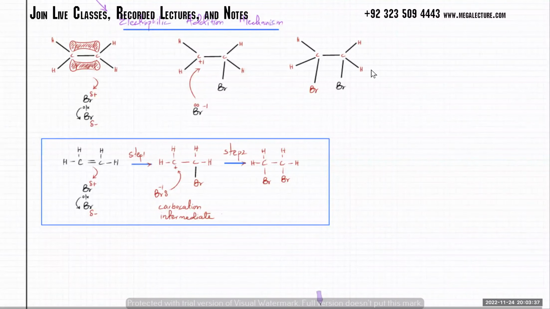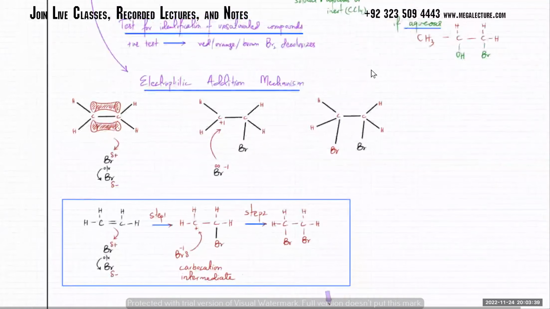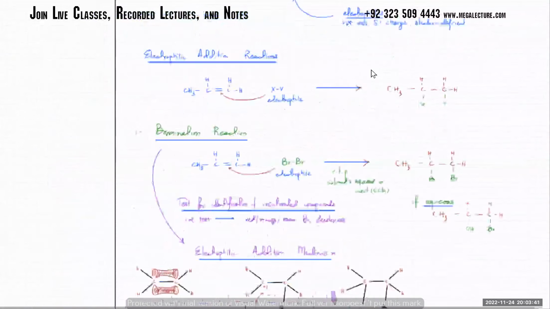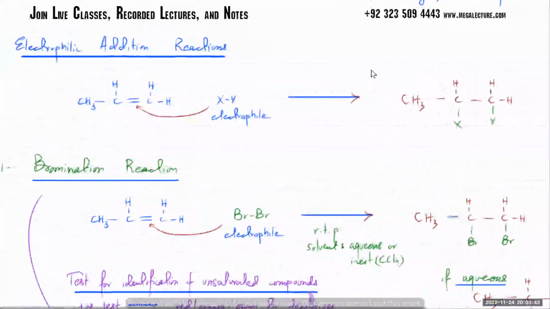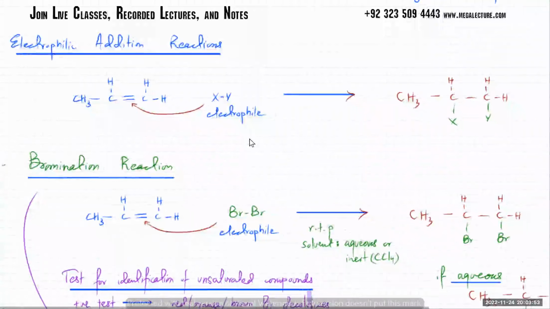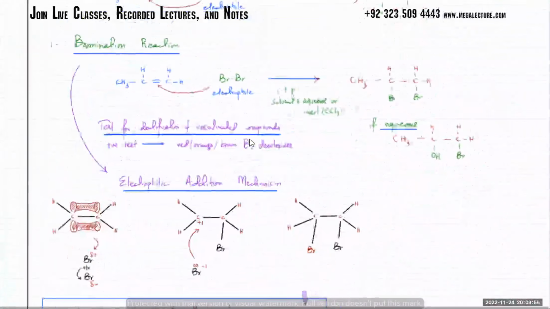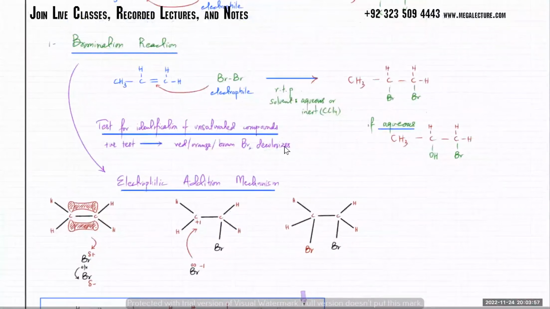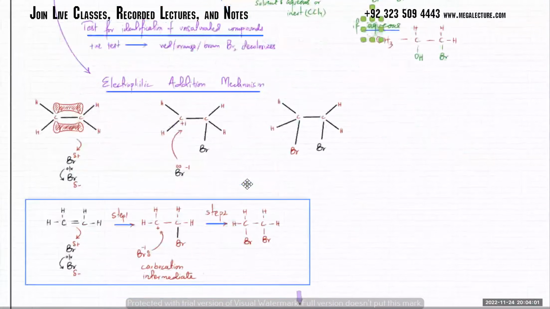Okay, so here's what's happening. I told you that alkenes undergo addition reactions. So what happens in addition reactions is you've got double bonds, and electrophiles get added to these double bonds. And you've got the bromination reaction, in which bromine gets added to the double bond. Test for bromination, and I told you that there's a mechanism, and that's called electrophilic addition.